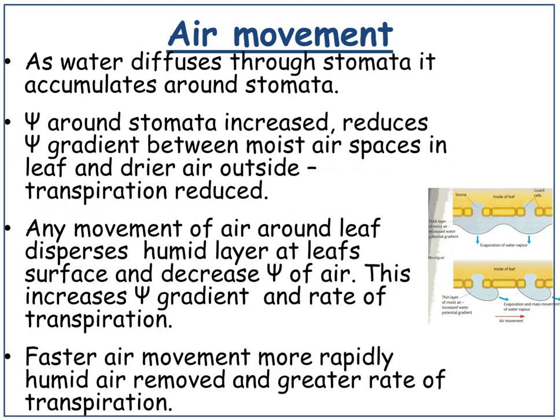Air movement. As water diffuses through the stomata, it accumulates around the stomata. Therefore the water potential around the stomata increases, which reduces the water potential gradient between the moist air spaces in the leaf and the drier area outside. So transpiration is therefore reduced. Any movement of air around the leaf disperses the humid layer at the leaf surface and decreases the water potential of the air. This increases the water potential gradient and the rate of transpiration. So the faster the air movement, the more rapidly the humid air is removed, and therefore the greater the rate of transpiration.